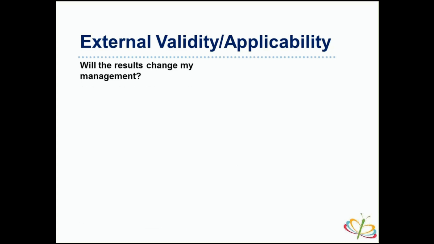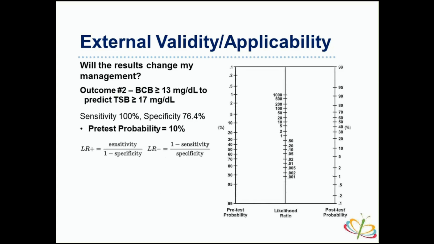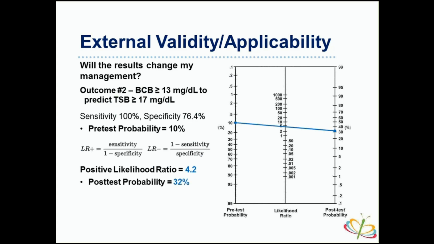And then we actually get even better results with the second outcome. All right, if our BILI-CAM is greater than or equal to 13, is that going to predict a high total serum BILI? Again, we have this higher sensitivity, so we would predict that it would help us in ruling out that diagnosis. Our likelihood ratio ends up being 4.2. Do our little lines there, and we get a little higher gain, say, to 32% from 10%.